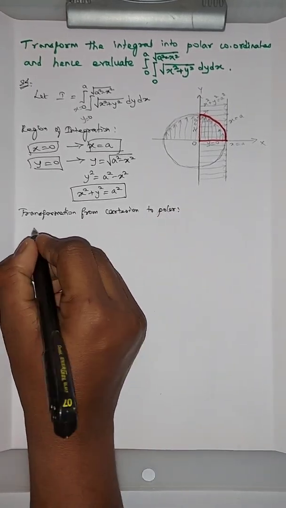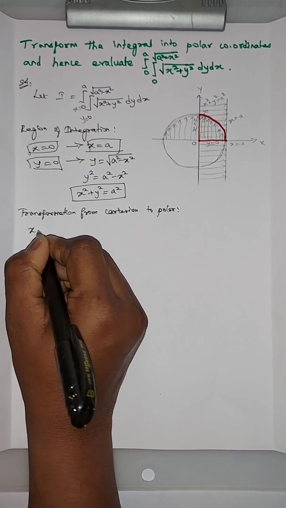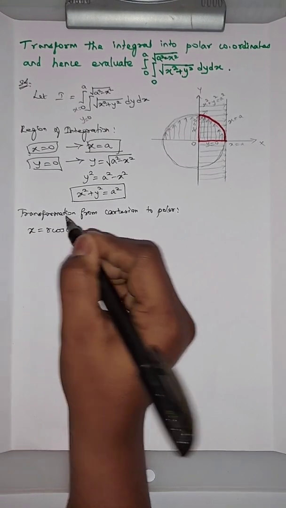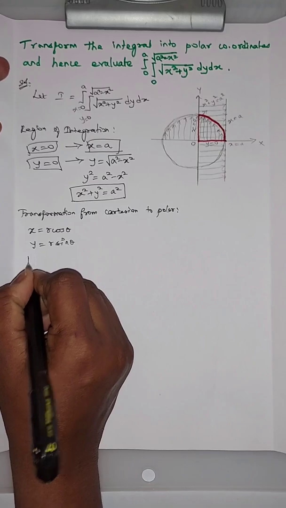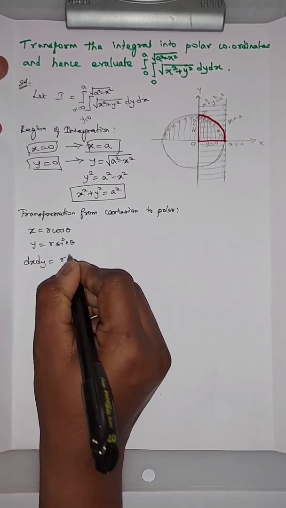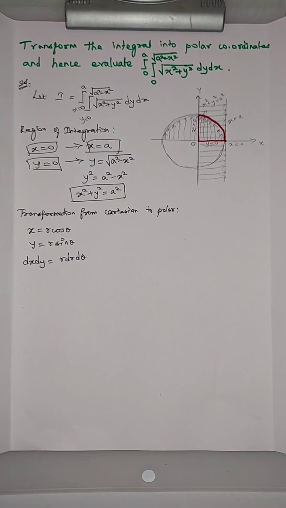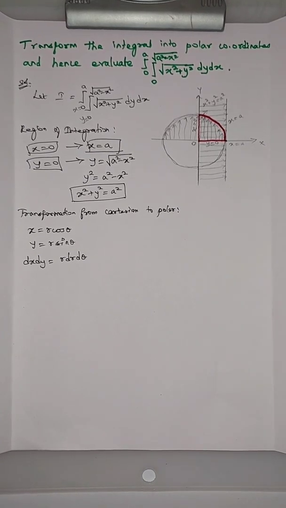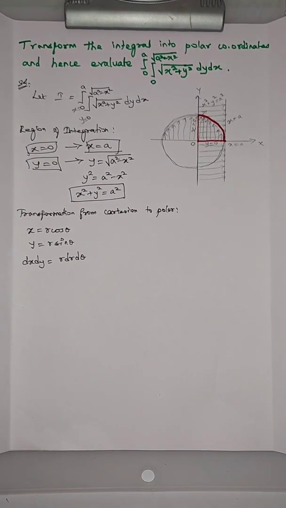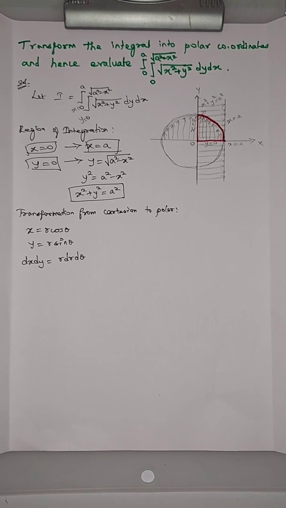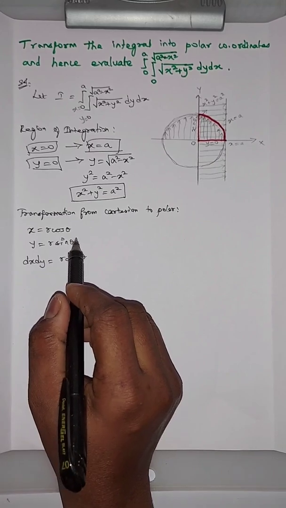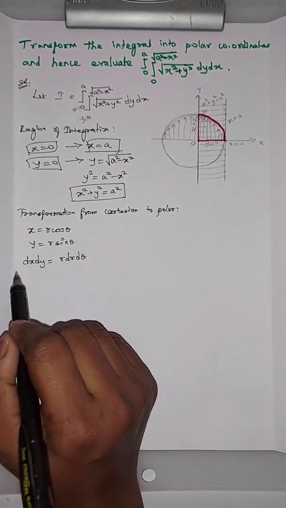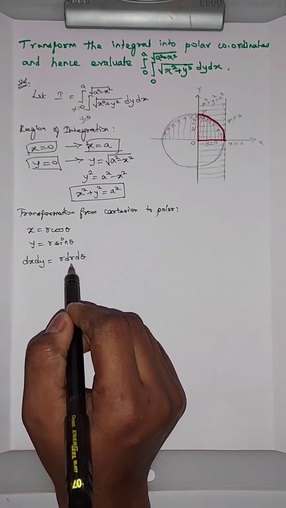x is equal to r cos theta always, y is equal to r sin theta, and dx dy is given by r dr d theta. This is the transformation from Cartesian to polar. If it comes in x and y, it is Cartesian; if it comes in r and theta, that is said to be polar. So from Cartesian to polar, x is equal to r cos theta, y is equal to r sin theta, dx dy is equal to r dr d theta.